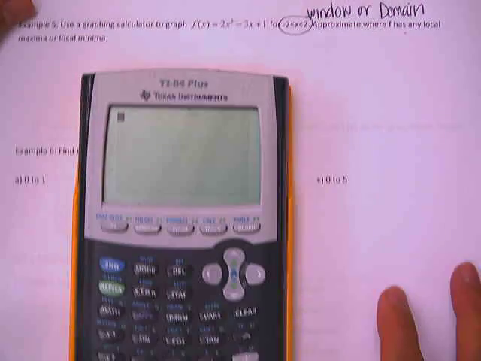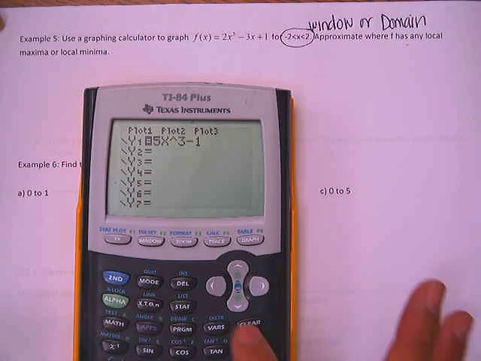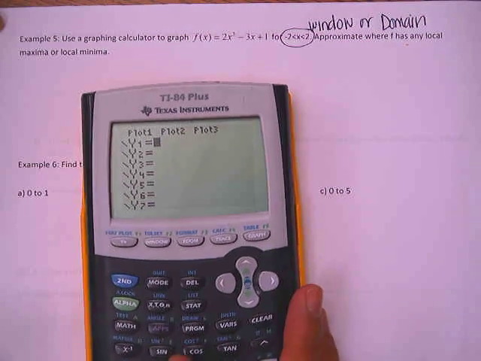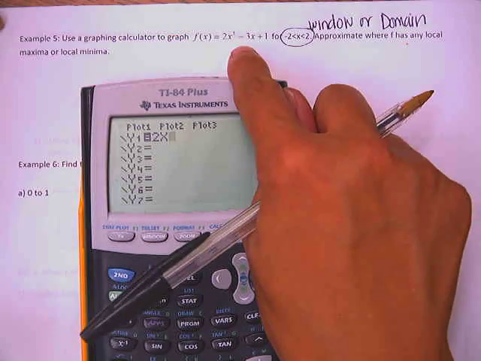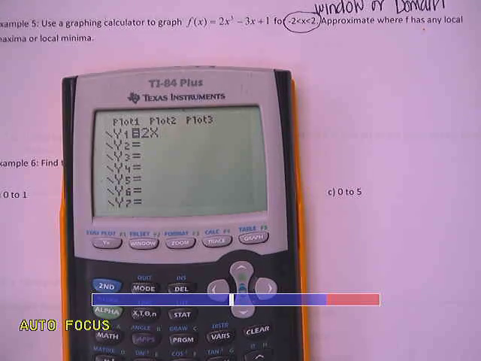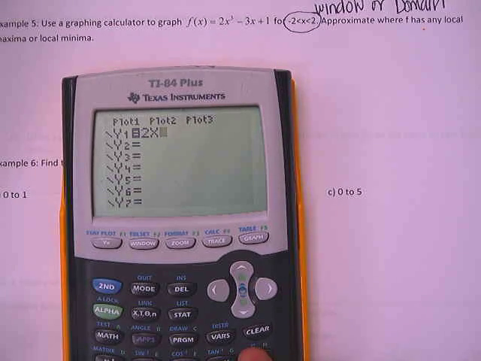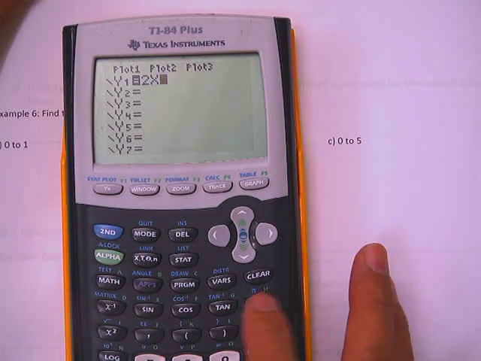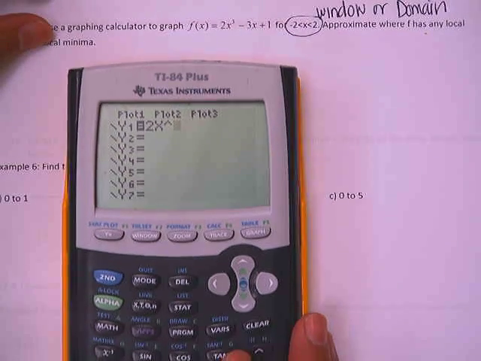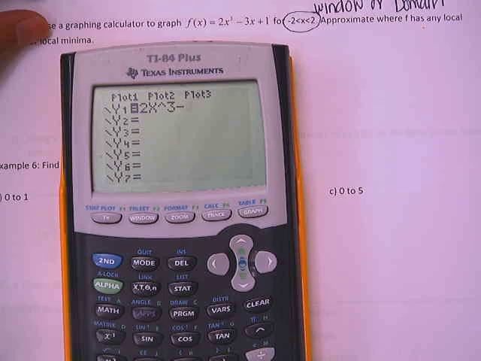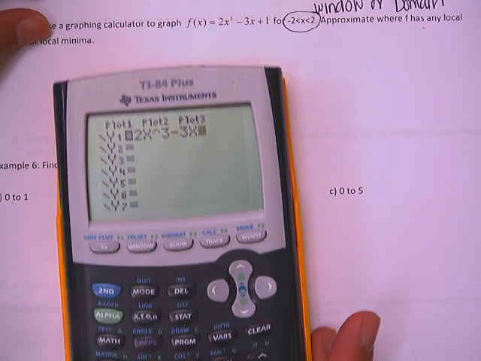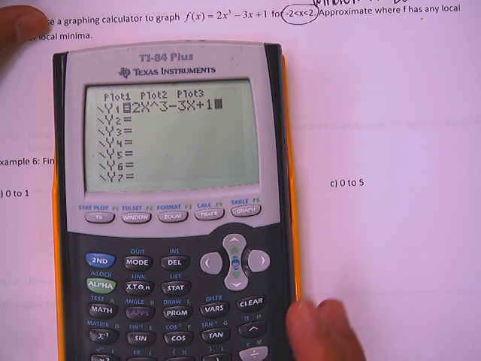Okay? So I'm going to go y equals, clear out what I had before from notes, and I'm going to punch in 2x. I have to the third power, so let me zoom in. Okay? So I'm going to do a caret right there. To the third power, which is 3. Then I want to minus 3x, and I want to do plus 1. Okay.